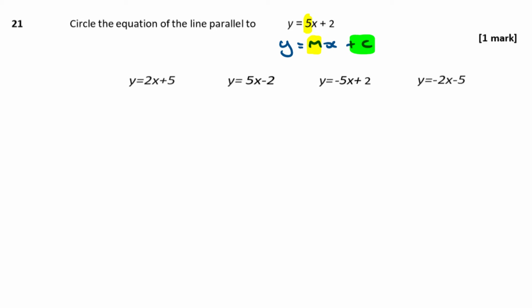So any line parallel to y equals 5x plus 2 is going to start off with y equals 5x, and then it could be any other number on the end. It could be a 3, it could be a 10, it could be a -5. As long as it's got the 5x at the front, it doesn't really matter what the second number is. It's still going to be parallel to that one up there. So which one of these equations starts with a 5x? It's this one here, isn't it? y equals 5x minus 2. All the other ones don't start with 5x, so this is the only one that matches. y equals 5x minus 2.